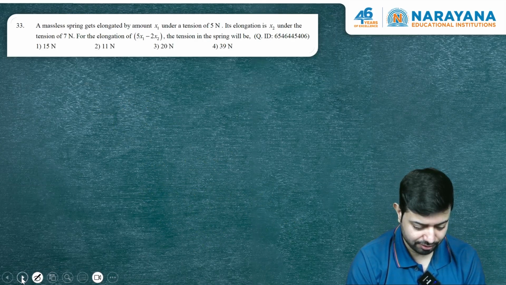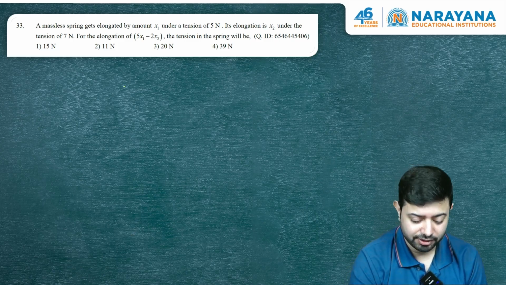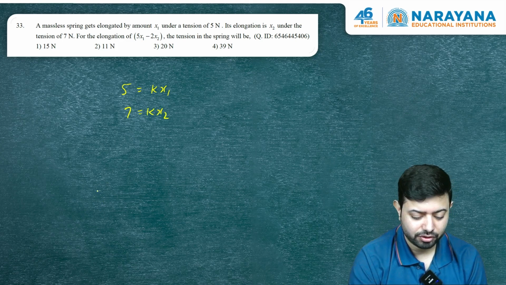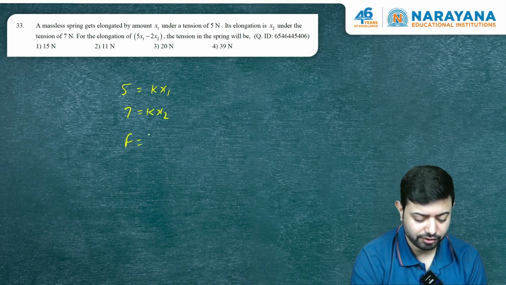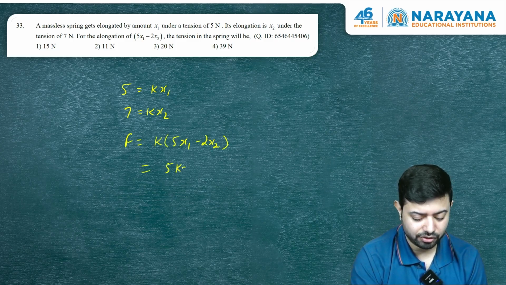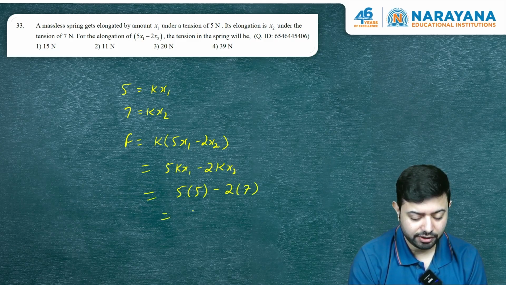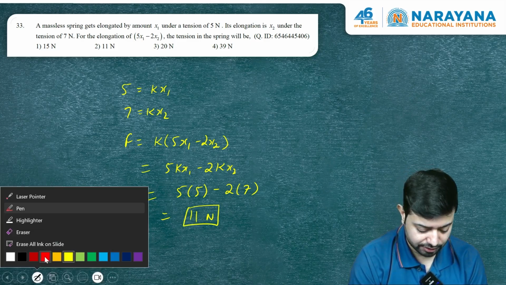Alright everyone. So, let us look at the next question. Massless spring gets elongated by amount x1 under a tension of 5. So, that means 5 is nothing but kx1. Then its elongation is x2 under a tension of 7. That means 7 is kx2. For the elongation of 5x1 minus 2x2, what will be the tension? Well, force will be k times 5x1 minus 2x2. So, this will be 5 times kx1 minus 2 times kx2. 5 times kx1 means 5 into 5 minus 2 into 7. 25 minus 14, which is 11. So, 11 Newton should be my answer over here. So, which option is matching?